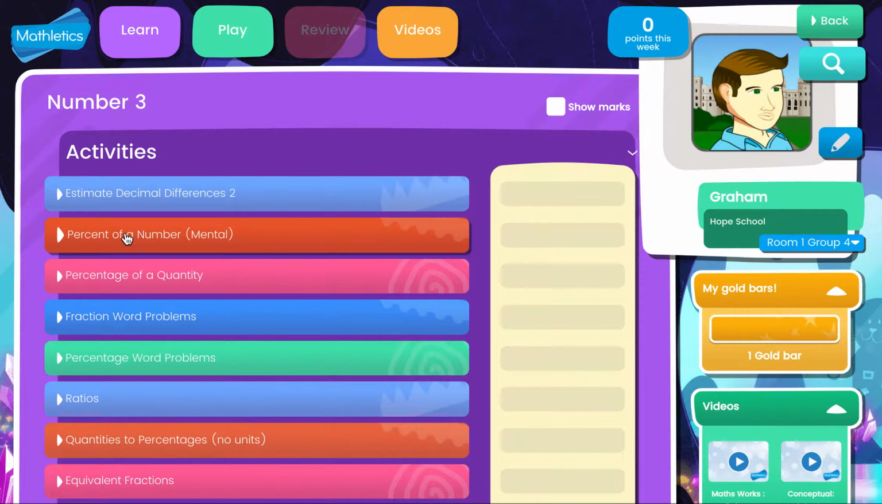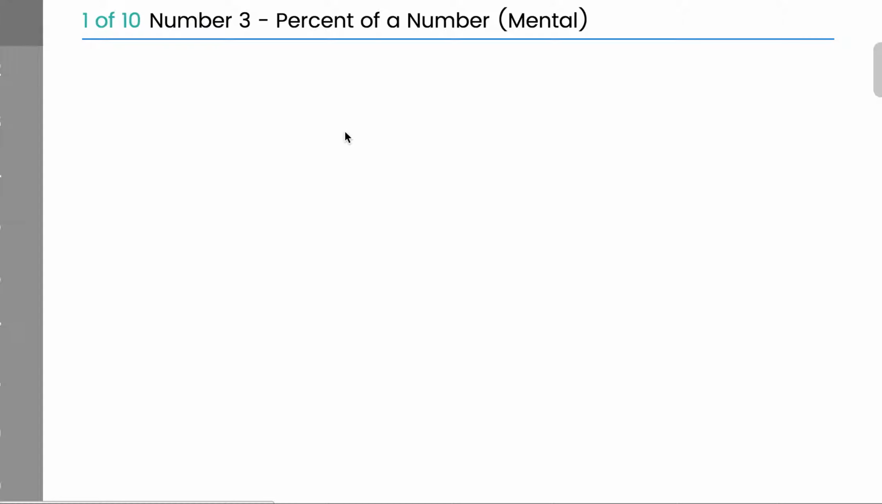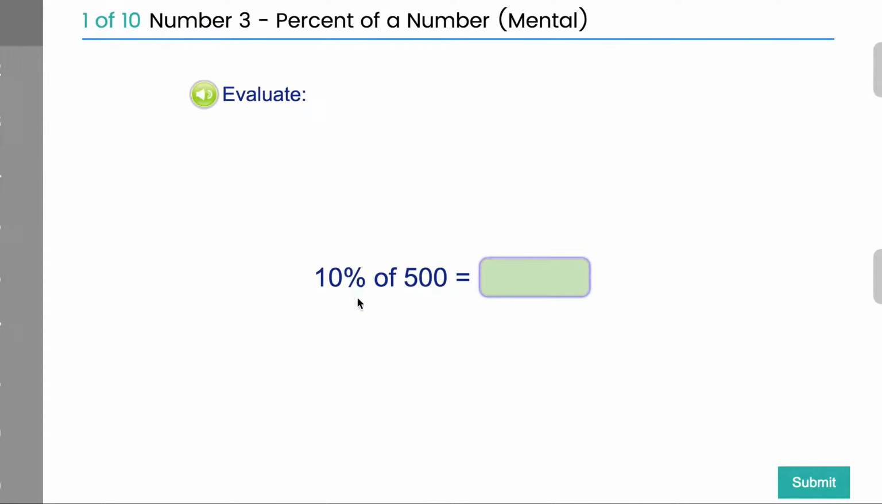In percent of a number mental calculation, you're just asked to work out the percentage of an amount. One of the suggestions I'm going to give you is to always think about what 10% would be and then work from there. 10% is a great number to work with because it's easy to divide by 10. So in this case, you're going to work out 10% of 500.